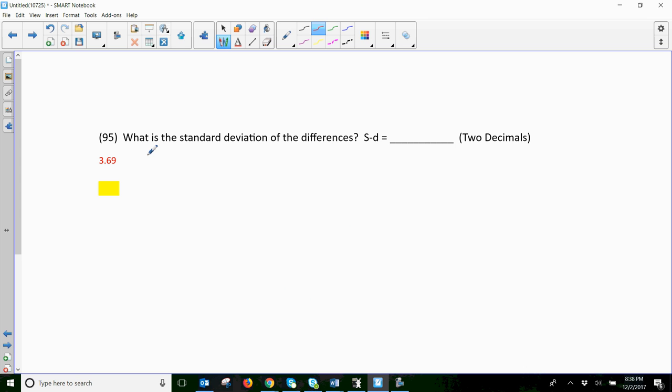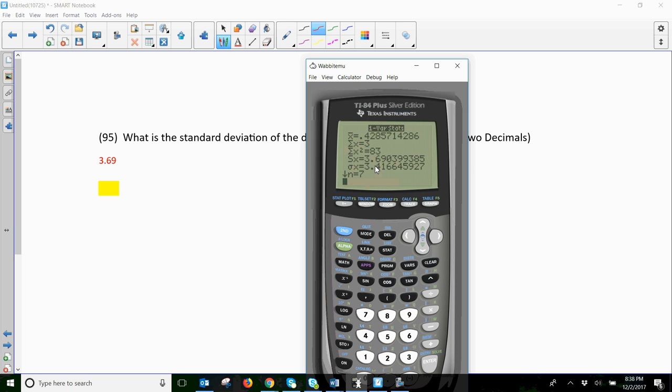In the next problem, 95, it says what is the standard deviation of the differences. So I denoted it S-D for standard deviation of the difference. And again, the calculator showed that as well. That's the Sx, 3.69, and so on. So two decimals would round to 3.69.